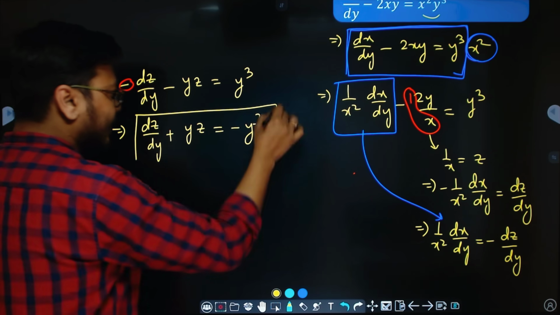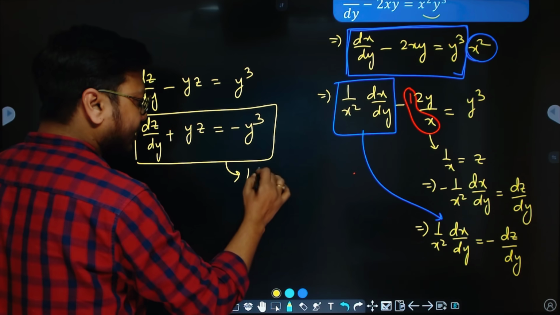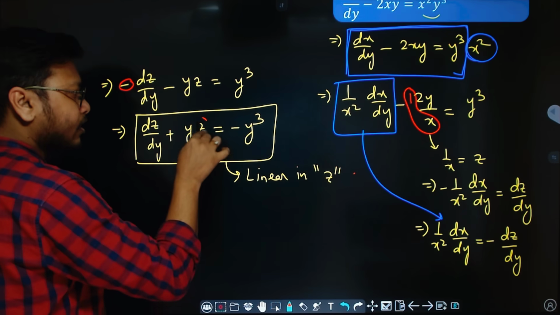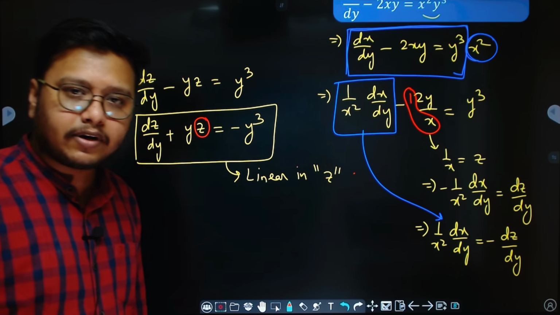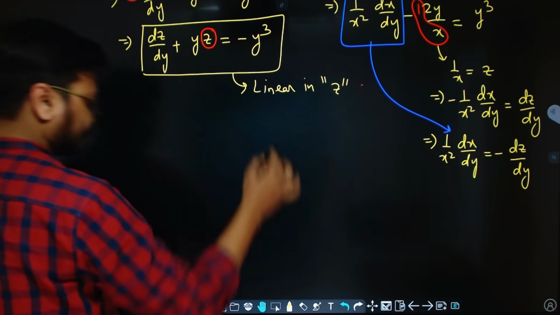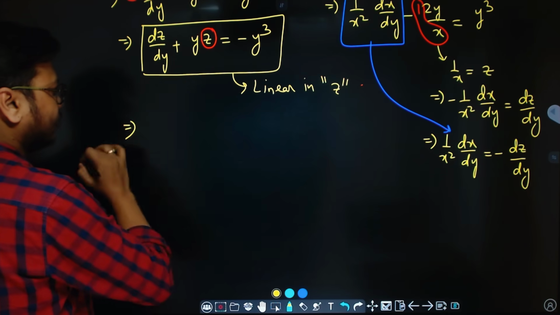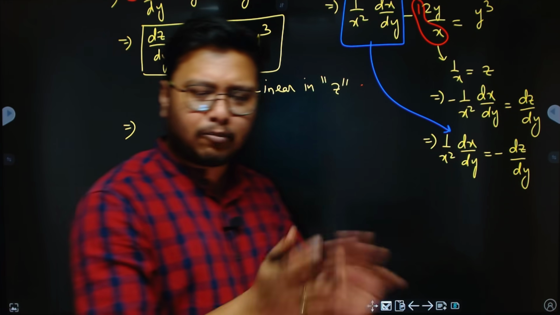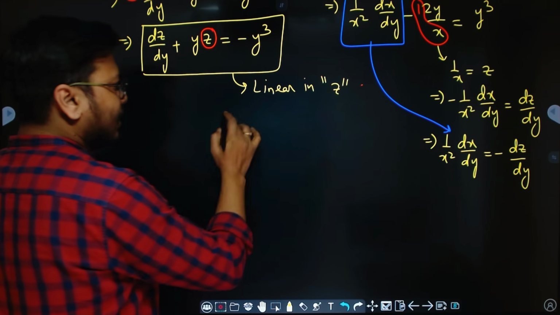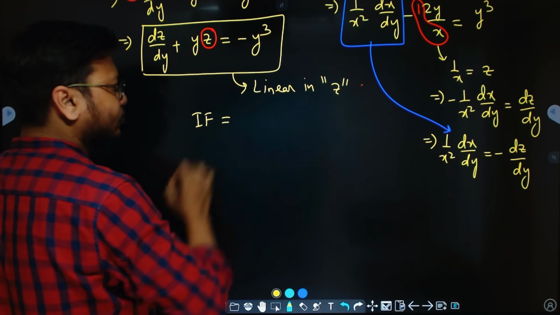So now we can say this is linear in z, right? Z is the only linear term you can see over here. So now again, direct solving process. I can say the solution format. I'm not multiplying both sides by the integrating factor and all that. I'll be directly jumping to the solution. I'll just find the integrating factor and jump to the solution.